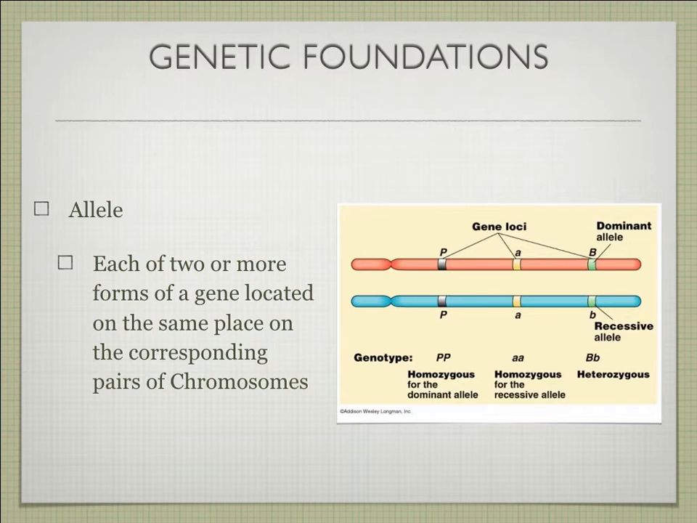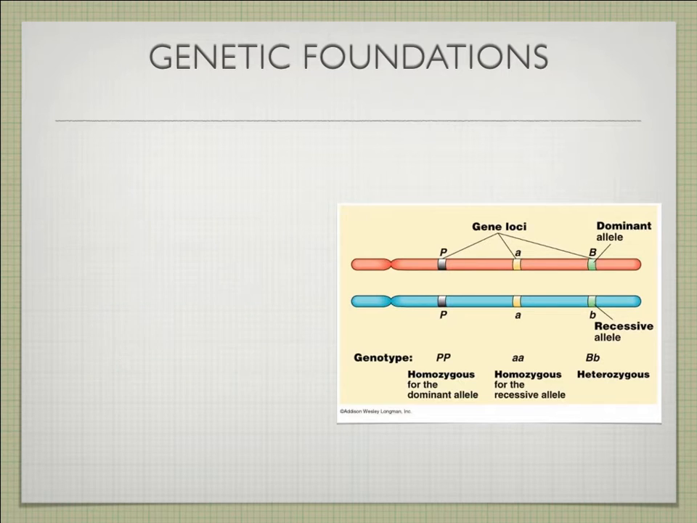So here in this image, we have P, A, and B, and these are just set up to show you that these are matching alleles. We'll have P's in the same place, A's in the same place, and B's in the same place. In this image, capital letters indicate a dominant allele, and lowercase letters indicate a recessive allele. Okay, and so we'll break down the different genotypes that they're discussing there, the homozygous and heterozygous.